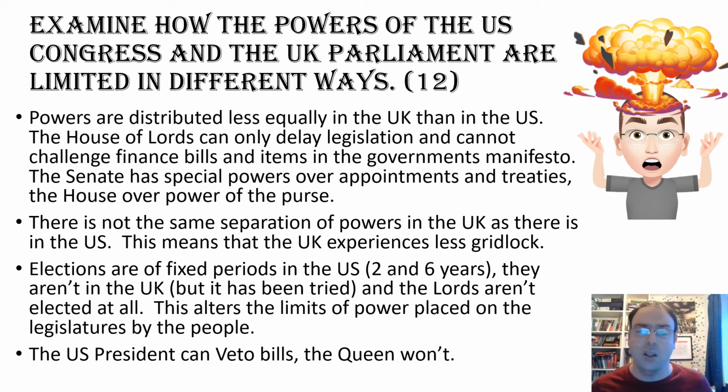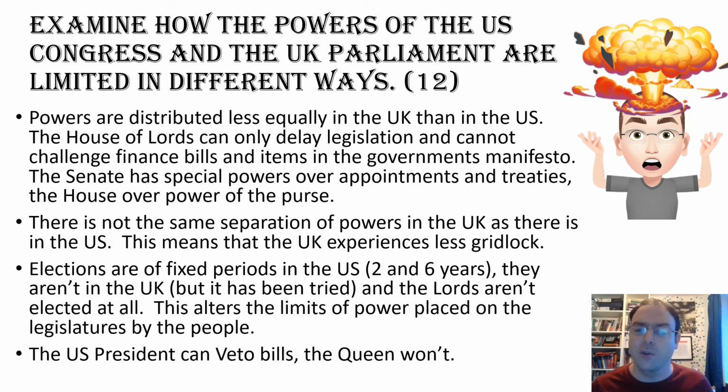Elections aren't fixed in the UK, though this has been tried, and the House of Lords aren't elected at all. So this limits the level of power placed on legislatures by the people. The people have very little control over the House of Lords, but on the flip side, it changes the degree of power that the houses have. So the House of Lords, because of its lack of legitimacy and lack of elections, has very limited power. Another area, and I'm not sure this is a hugely brilliant point, is that in the US, the president can veto bills that go through Congress.